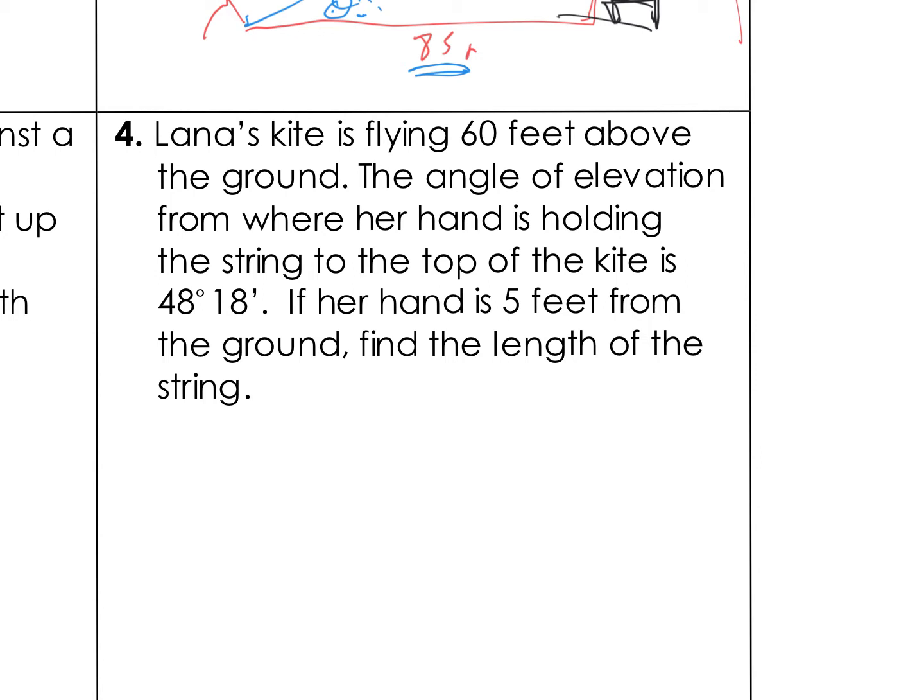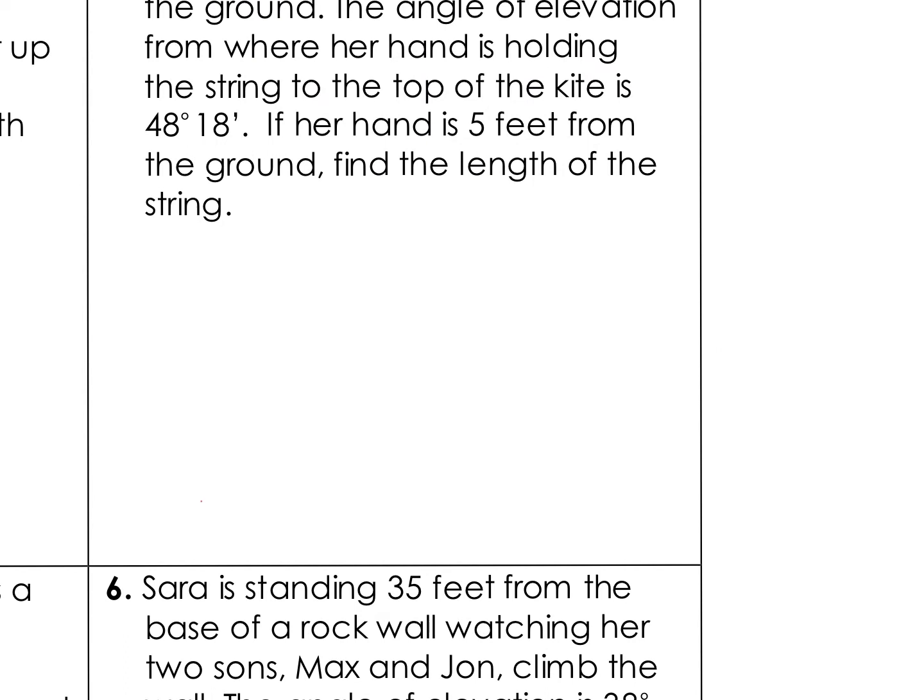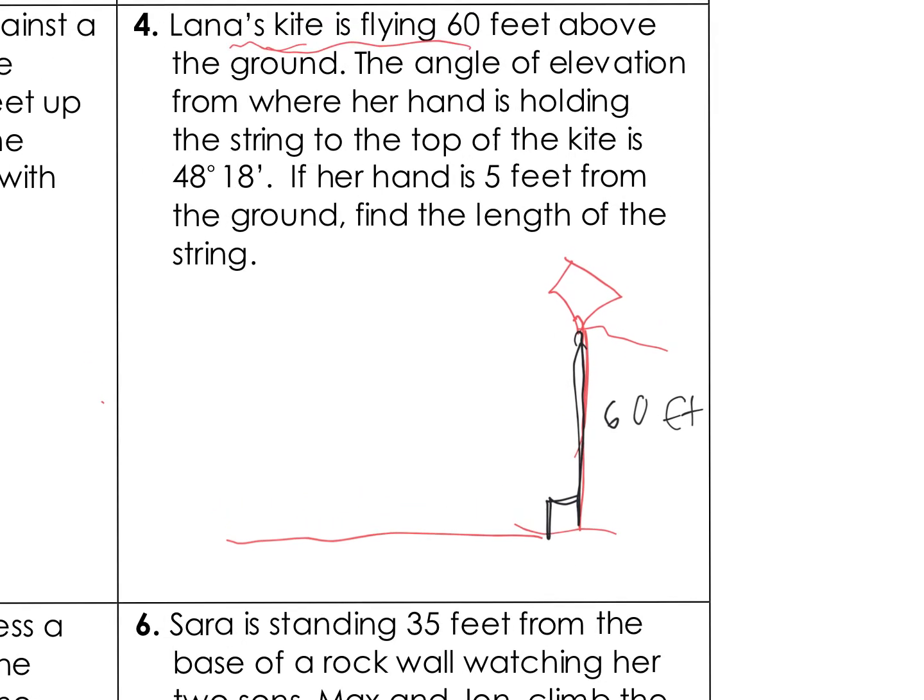Now Lena is kite flying. I'm jumping to number 4. Lena is flying a kite, and the kite is 60 feet above the ground. So let me draw the ground. Let me put my kite up here. The best kite in the world. And for a fact, that vertical line, again, is going to be used as a triangle that gets the right angle. And I'm going to label it this time. 60 feet, right?